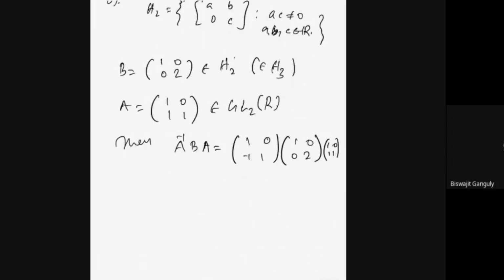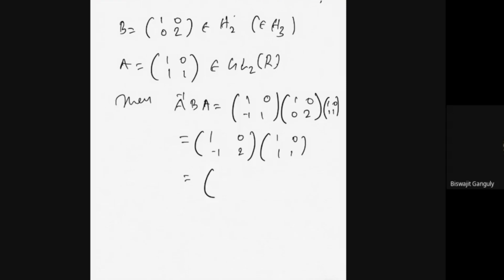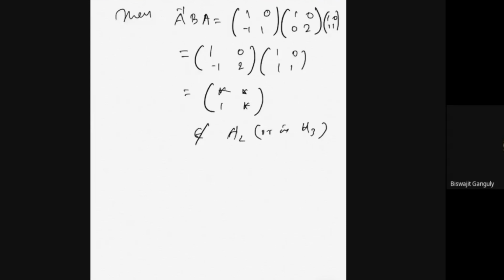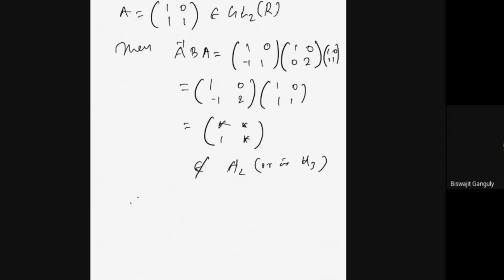So this is basically [1 0; -1 2] into [1 0; 1 1]. To show that this is not upper triangular or diagonal, it is enough to find this entry, right? You will have some entries here and here, and this entry will be 1. So this does not belong to H2 or H3, right? Therefore H2 is not normal.